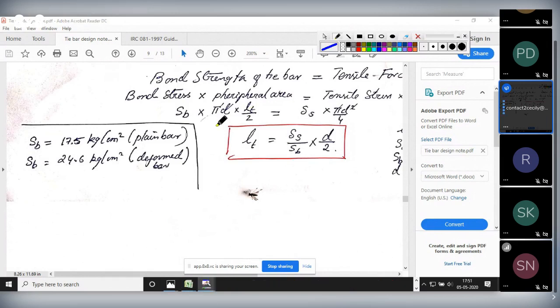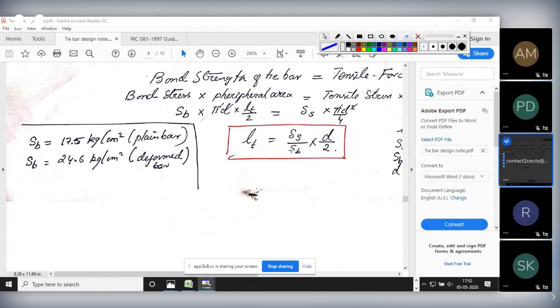So this equation is used for calculating the length of the tie bar. So there are three equations: one is for capital A_S, another is for the spacing, and the third one is for the length of the tie bar. As I already described earlier, three parameters are required: length, diameter, and spacing. So all these we get. Okay.